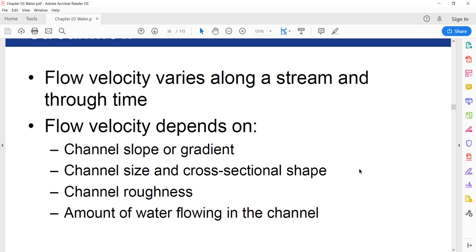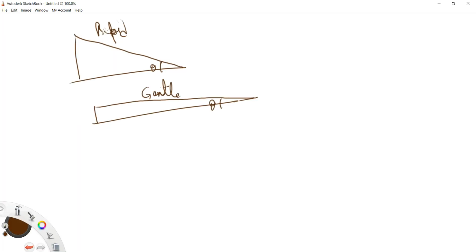And now we will look at the factor that controls the flow velocity. What are the factors that make a flow laminar or turbulent? The flow velocity depends on channel slope. The first factor, the most important one, is the slope or gradient of the landscape. Just like we saw earlier, depending on the slope or gradient of the landscape, the water will flow rapidly or it will flow relatively slowly.